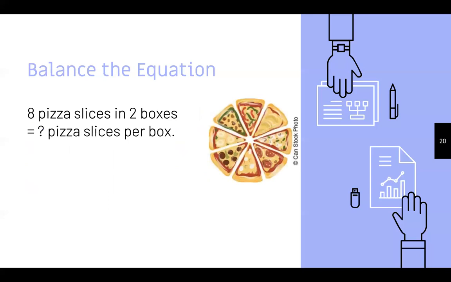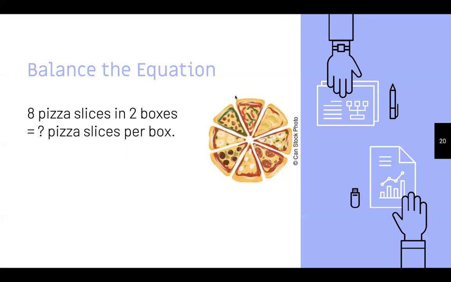So now we're going to move on to balance the equation. Now, let's say we have 8 slices of pizza in 2 boxes, right? We have a whole pie, right? And we put it in 2 boxes. We want to know how many pizza slices there will be per box, right? So you can visually see. Let's look at this pizza, right? We have 8 slices here, and we want to put it, and that goes in 2 boxes. So we want to know how many pizzas are per box.